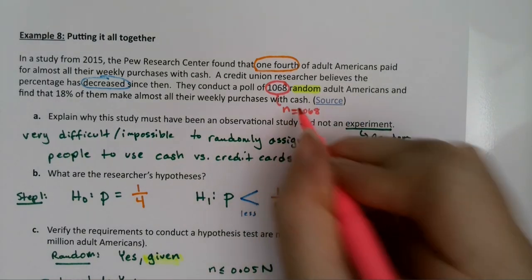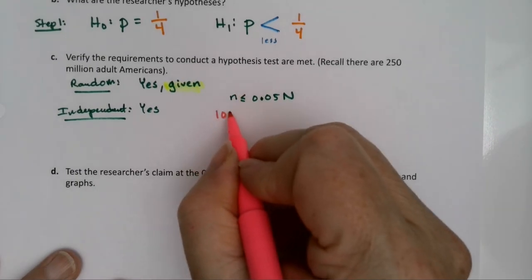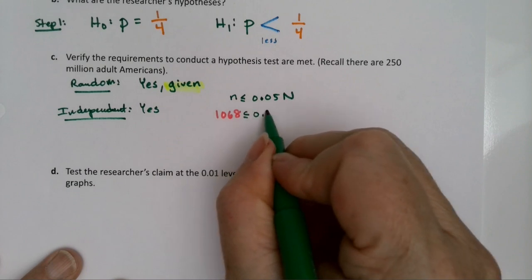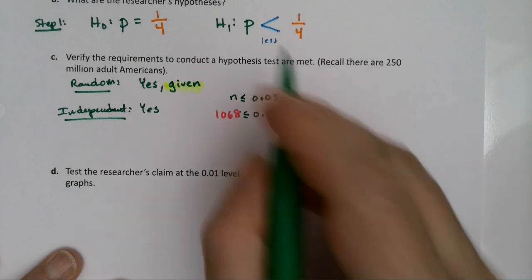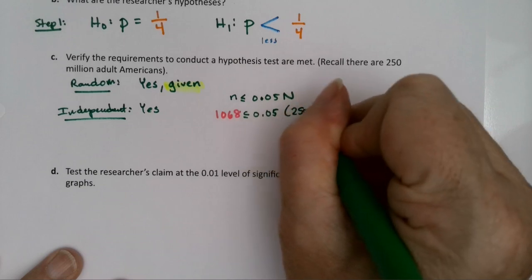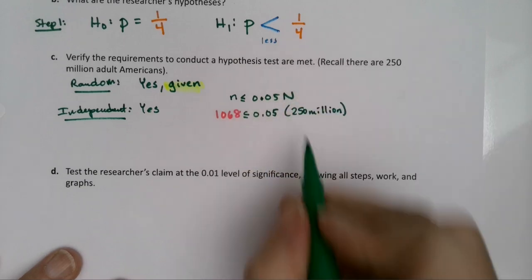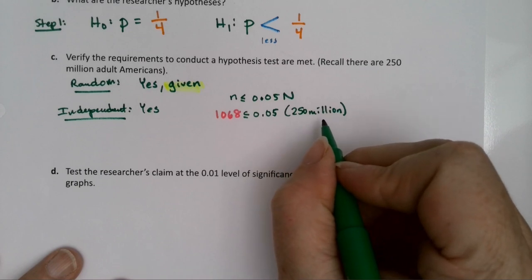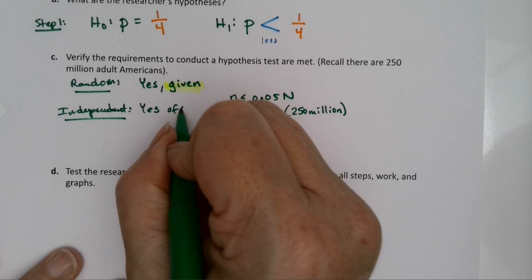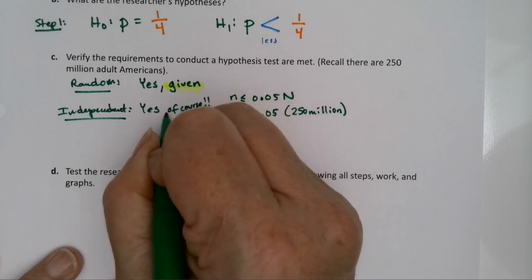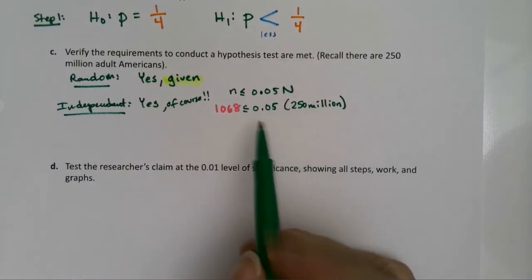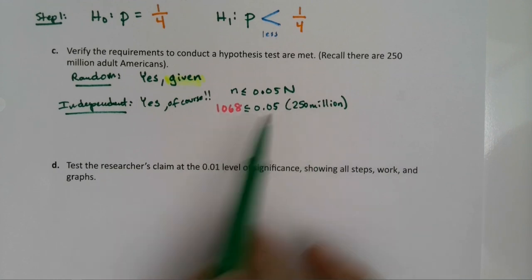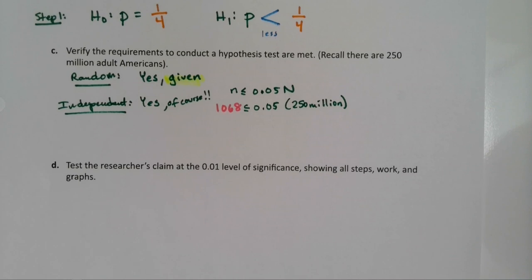Lovely. Okay, so I can go in here and say 1068 is less than or equal to 0.05 times 250 million, because I gave you the value on this one. Or you could write all adult Americans. That would also work. Of course, I don't need to find the number. I know that 0.05 of 250 million is huge, so 1068 will definitely be below that, no problem.